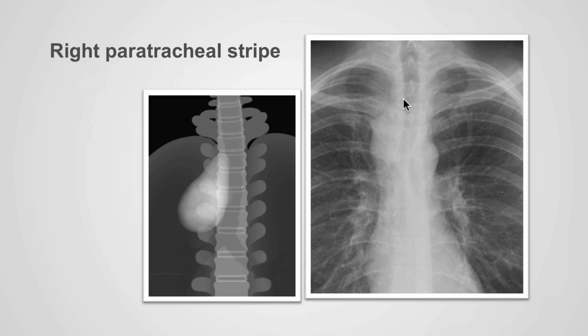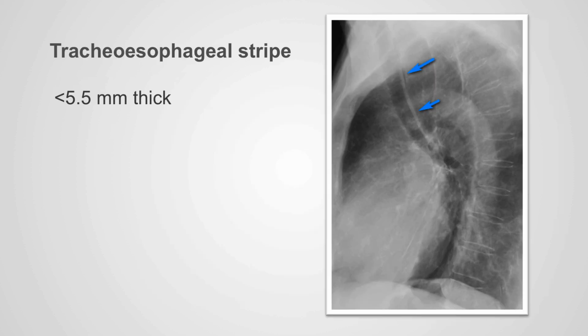This is an important area to review when looking at the mediastinum, because this is probably the most consistent area where we can recognize mediastinal adenopathy consistently and confidently. On the lateral X-ray, we can sometimes identify a band of whiteness lying adjacent to the posterior aspect of the trachea. This represents the soft tissues adjacent to the trachea itself and the anterior wall of the esophagus, and this is called the tracheoesophageal stripe and should measure less than 5.5 millimeters in thickness.